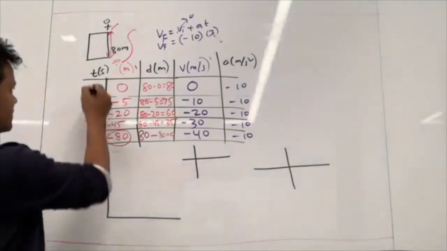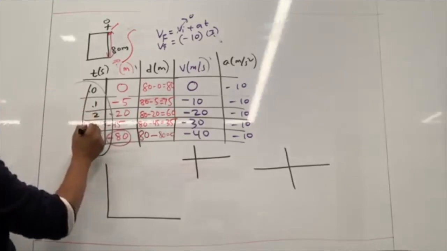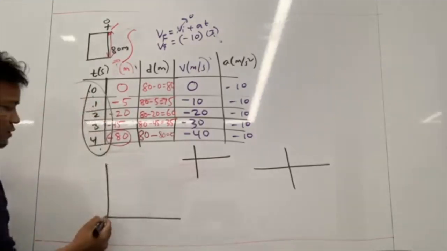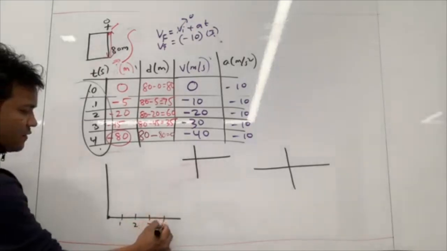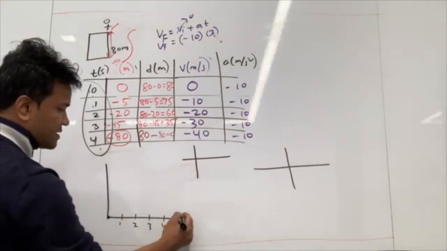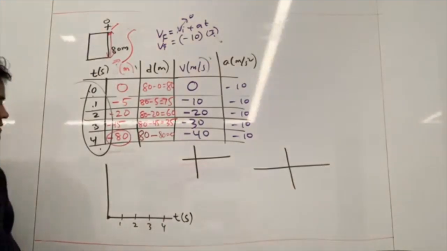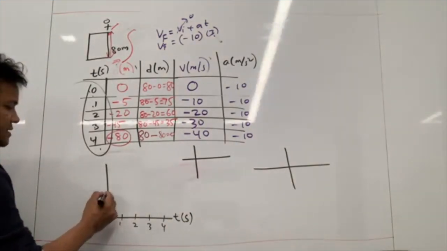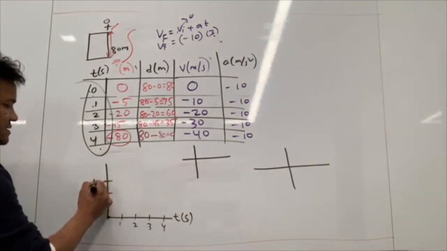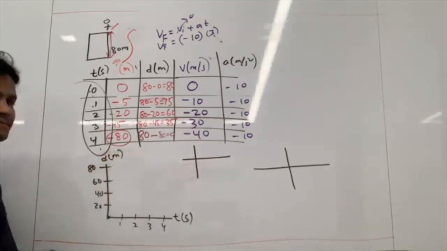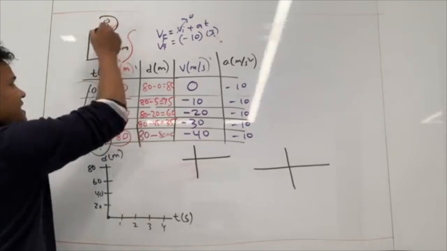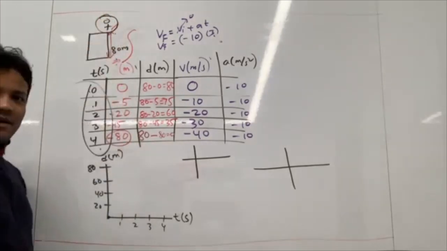1, 2, 3, 4, 1, 2. Okay, so this is 0, this is 1, this is 2, this is 3, this is 4. So the time is in second. And this is 20, this is 40, this is 60, and this is 80. Distance is in meter. You are here standing up 80 meters above the ground.